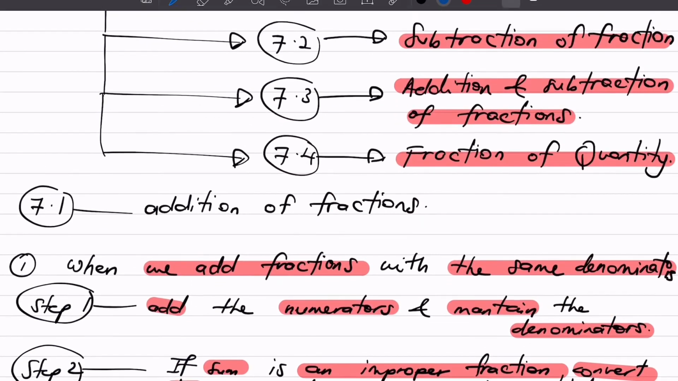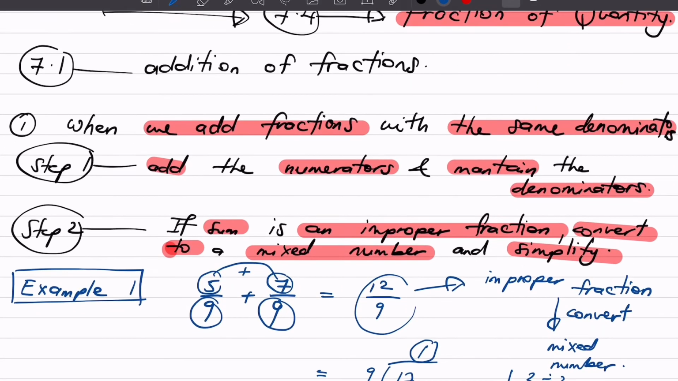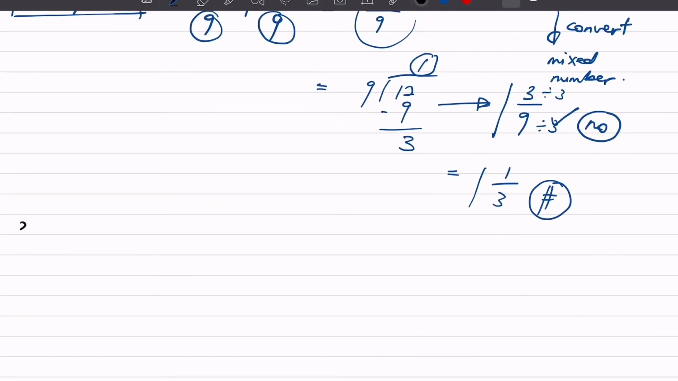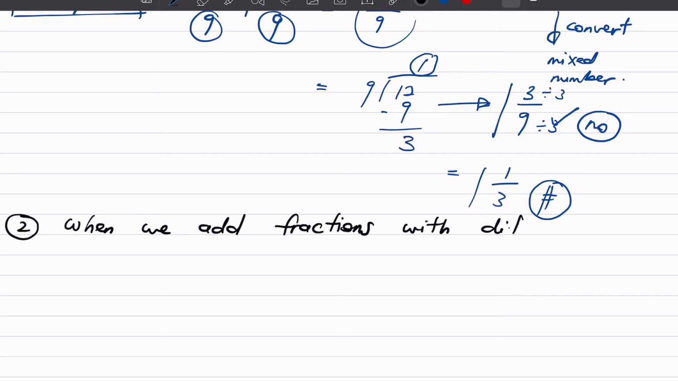Okay, we have gone through the first one. Now we'll go through the second one. The second one is when we add fractions with different denominators.